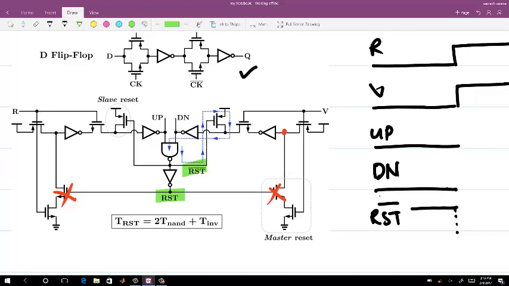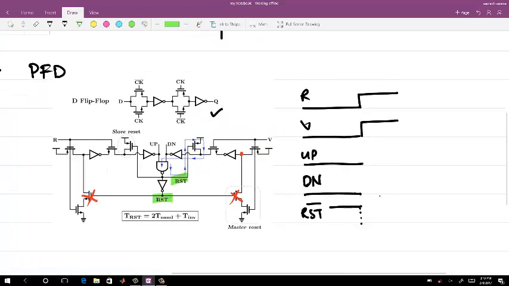In the previous case, there was a T NAND 4 gate which was having a larger input to output delay. So this particular PFD actually has a lesser glitch time as compared to the NAND based PFD.